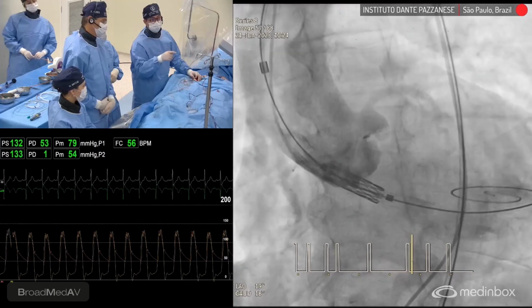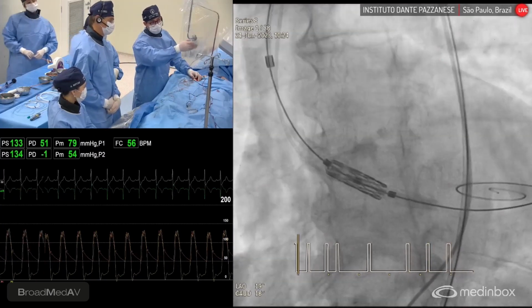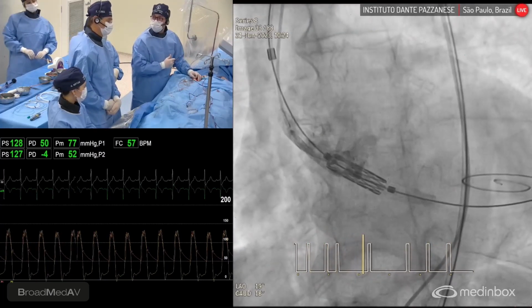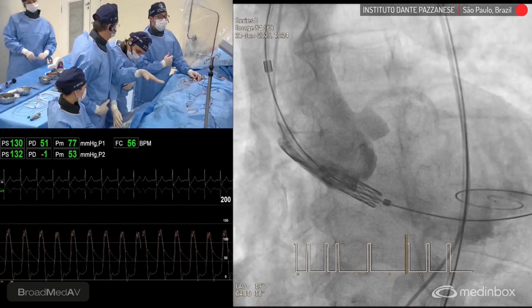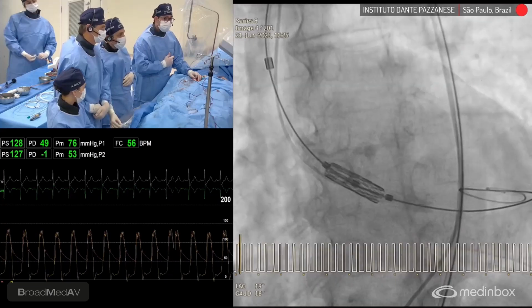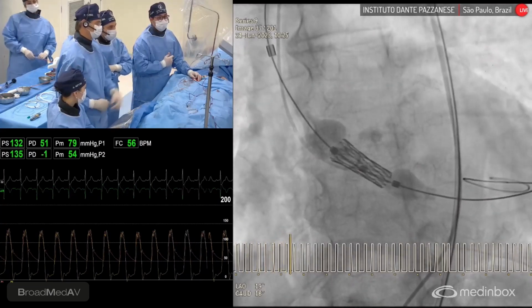Usually, we are using the base of the pigtail. In this particular scenario, we use the base of the cusp to position in this place. So we use the base of the cusp. Okay, and this is during inflation.